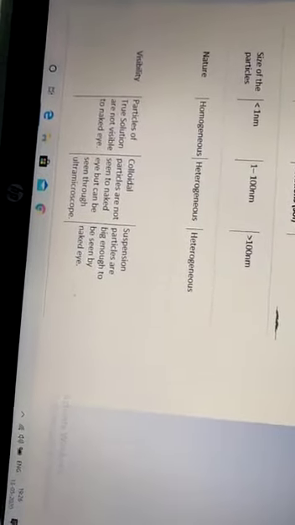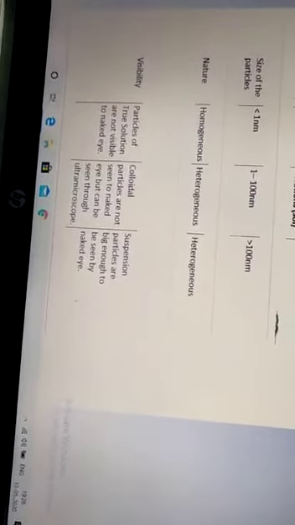Now let us look for the visibility. The visibility of the particles of true solution. You cannot see the particles of true solution with naked eye because they are that small, so they cannot be visible by naked eye. And the colloidal particles are not seen by naked eye, but we can see them through an ultra microscope. Got it? And suspension particles are big enough to be seen by the naked eye. We can see the suspension particles by naked eye. Got it?